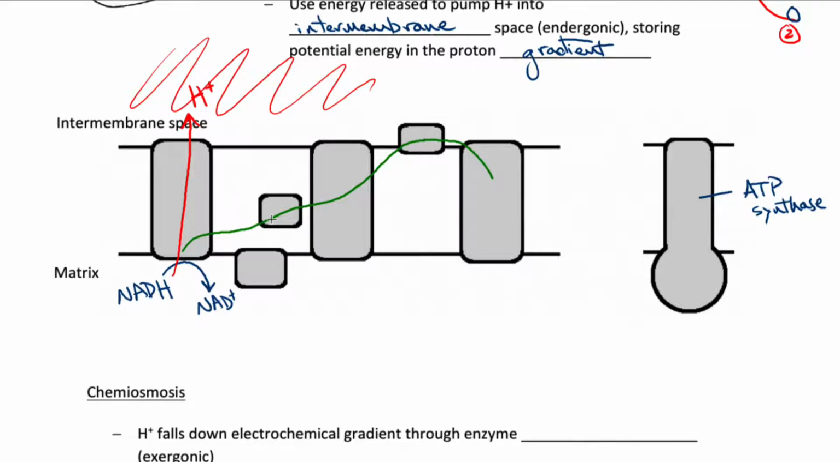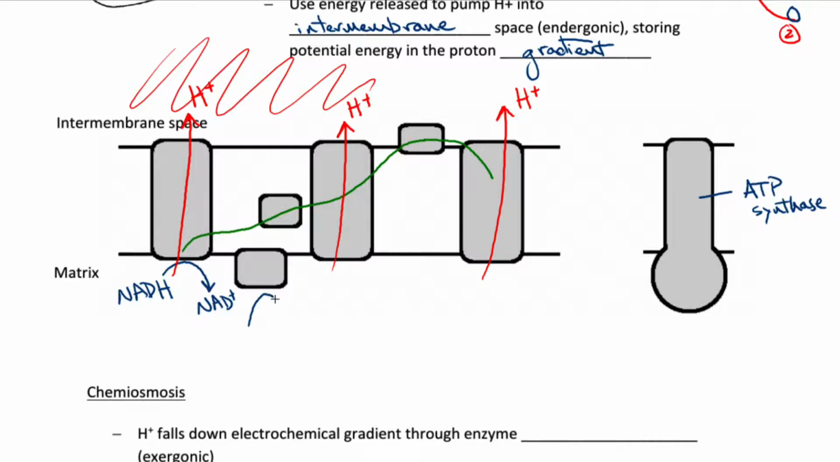And again, as they are passed along, more and more energy is being released as those electrons are moving to more and more electronegative molecules. And so there are further spots where protons are pumped from the matrix into the intermembrane space. So there's another one there. Again, the energy for this pumping is coming from the fact that we are moving the electrons to more and more electronegative molecules. Now that's NADH.